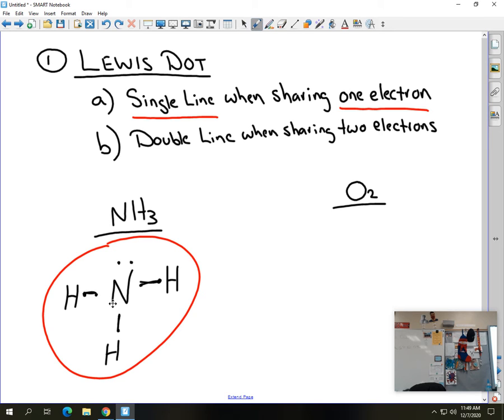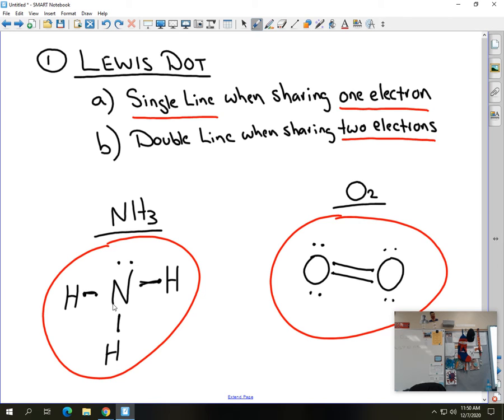Now if we take a look at O2, whenever we have oxygen and oxygen, each of them has 6 valence electrons: 1, 2, 3, 4, 5, 6. But to get up to 8, they would share 2, and so that's how you get the double line. So this is an example of when they share 2 electrons, it would be a double line, right? And so this here would be our example for how you would draw oxygen as a Lewis dot.